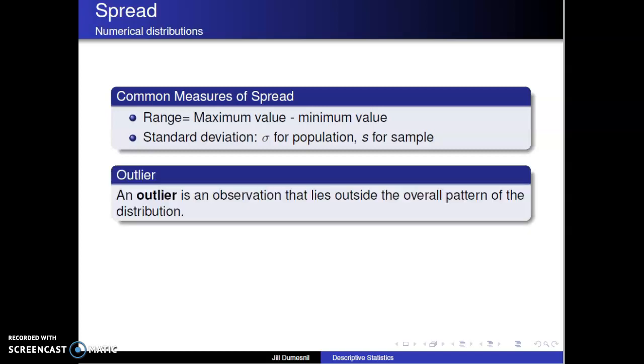An outlier is an observation that lies outside the overall pattern of the distribution. There are formal, precise definitions for identifying outliers, but it's enough for now to note that outliers can have extreme effects on measures of spread.